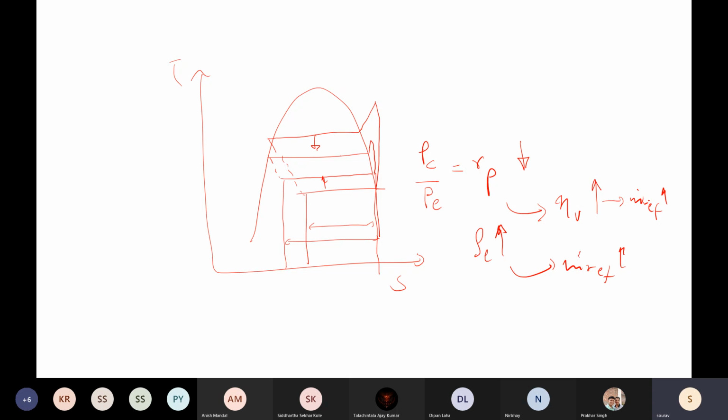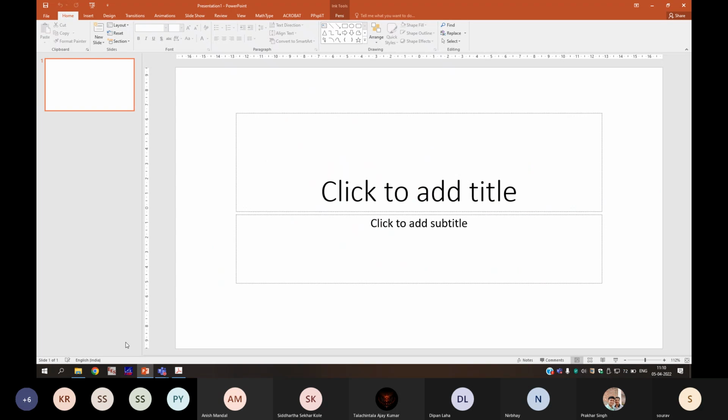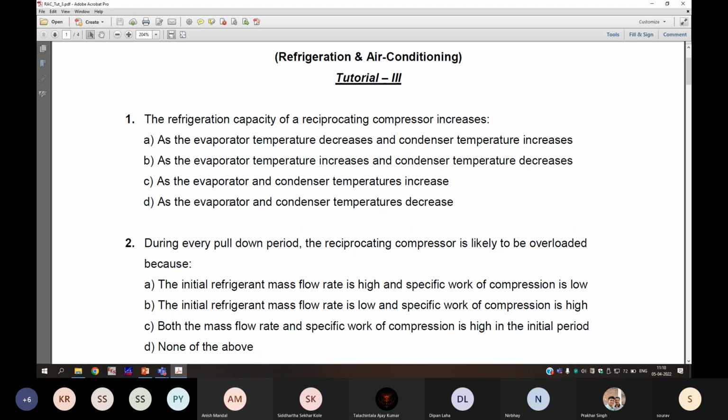So there are multiple effects coming into the picture. RE has increased, m dot has increased because of additional volumetric efficiency. M dot has increased because your suction is happening at a higher pressure and hence your densities at the suction are higher. So the answer is B. Yes.